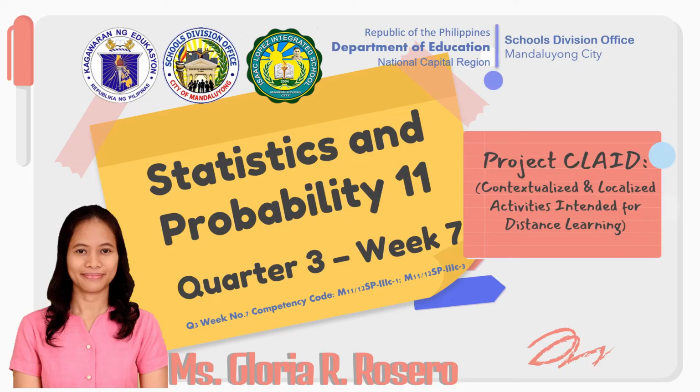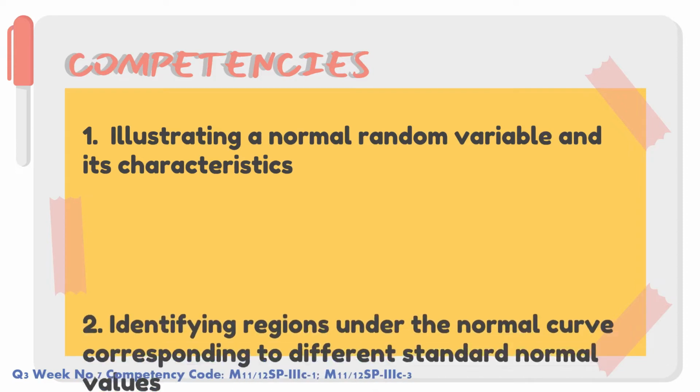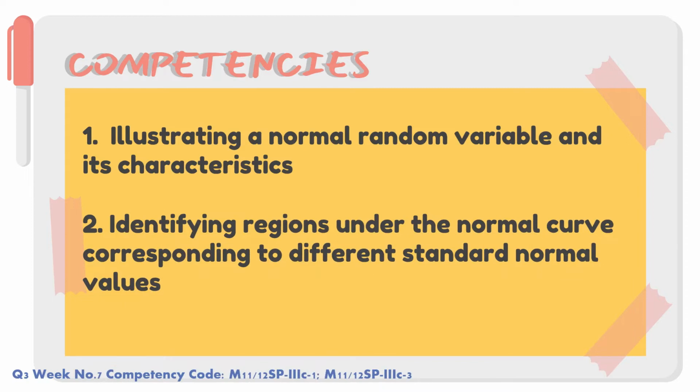Good day mga Batang MANDunong. I am Gloria Rosero of Isaac Lopez Integrated School. In this video, I will be discussing Module 7 and Quarter 3 of Statistics and Probability Grade 11 with the following competencies. Number 1. Illustrating a normal random variable and its characteristics. Number 2. Identifying regions under the normal curve corresponding to different standard normal values.